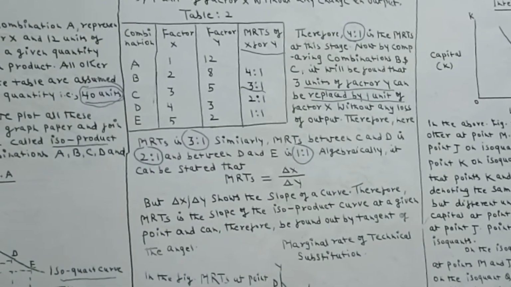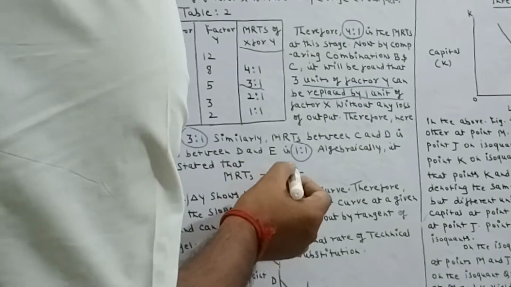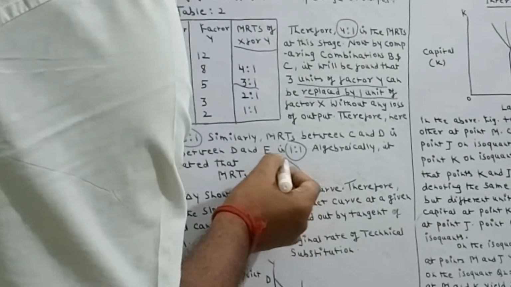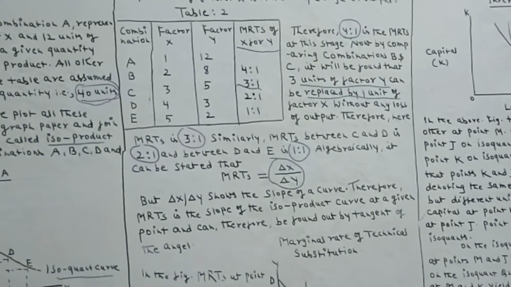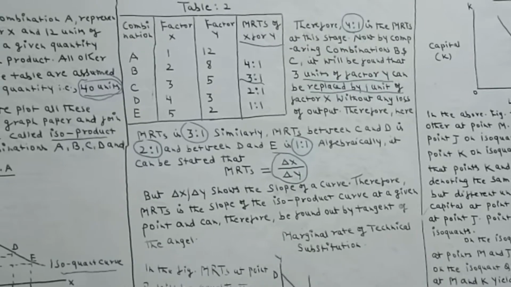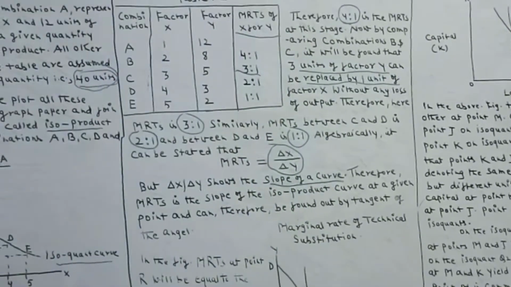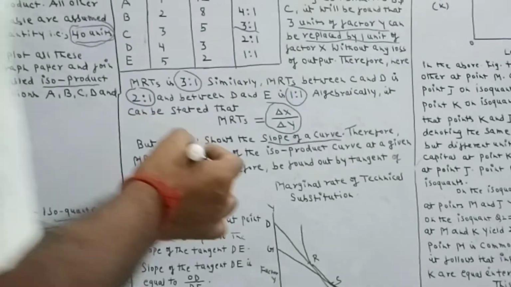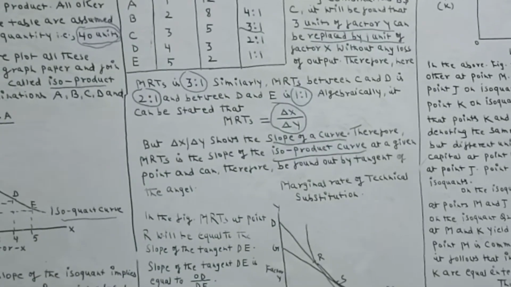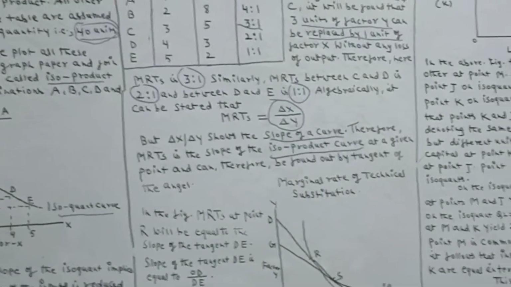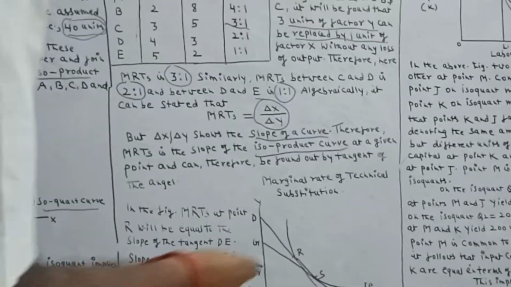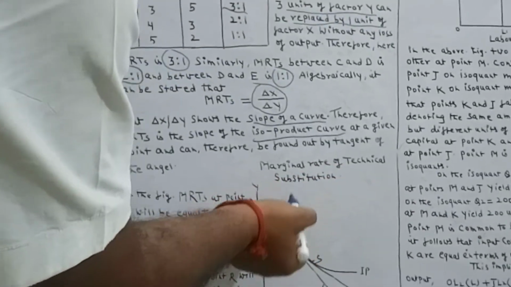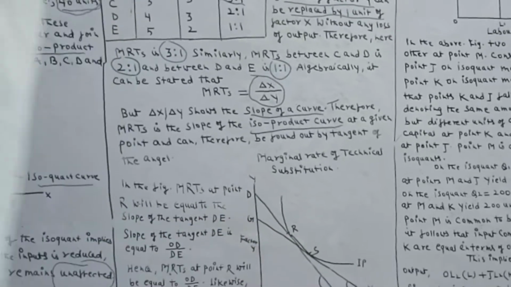Algebraically, it can be stated that MRTS is equal to delta X by delta Y. But delta X by delta Y shows the slope of the curve. The slope is negative. Therefore, MRTS is the slope of the isoproduct curve at a given point and can be found by the tangent of the angle. The marginal rate of technical substitution can well be explained through this diagram.